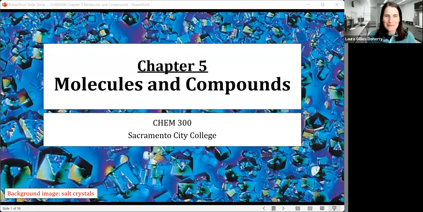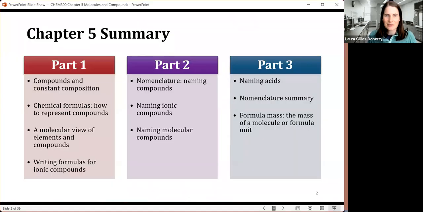Hey everybody, welcome back. This is Chem 309 and we're starting chapter 5 today, which is all about molecules and compounds. So chapter 5 is going to be divided into 3 parts. The first part is on compounds and constant composition, chemical formulas, how we represent compounds, a molecular view of elements and compounds, and writing formulas for ionic compounds.